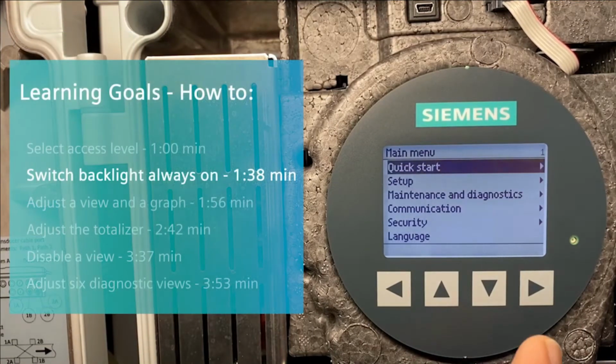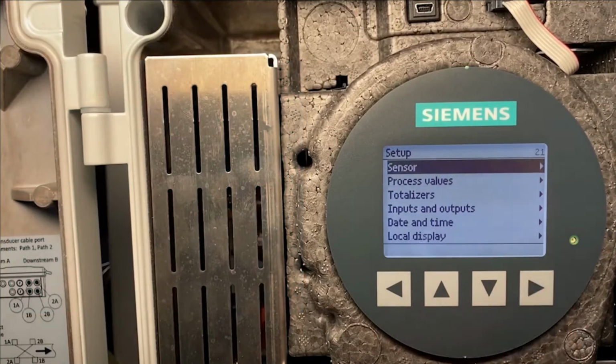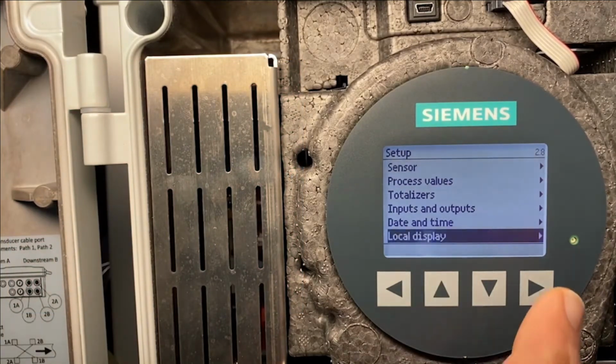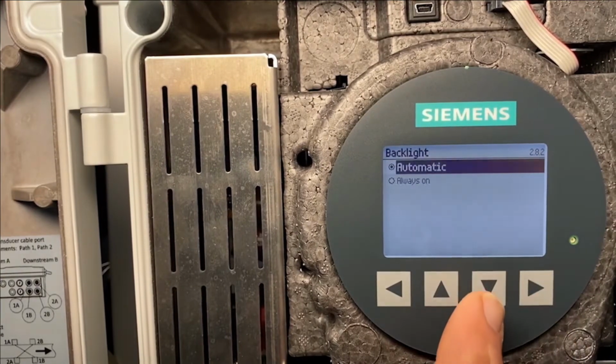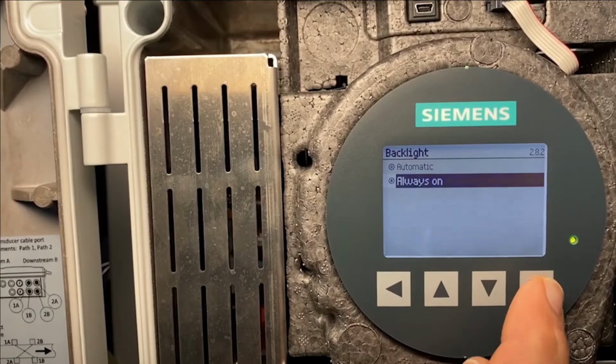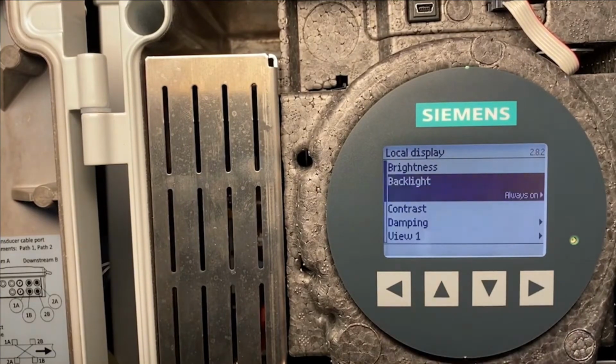Backlight always on. We enter Setup. Local display. Go to Backlight and switch to always on.